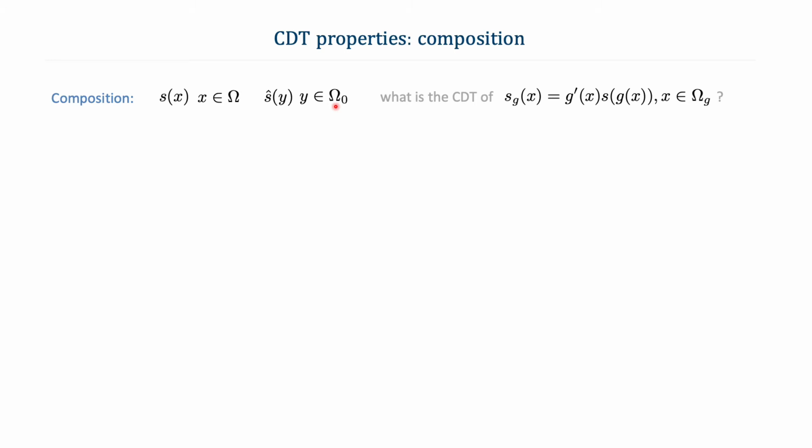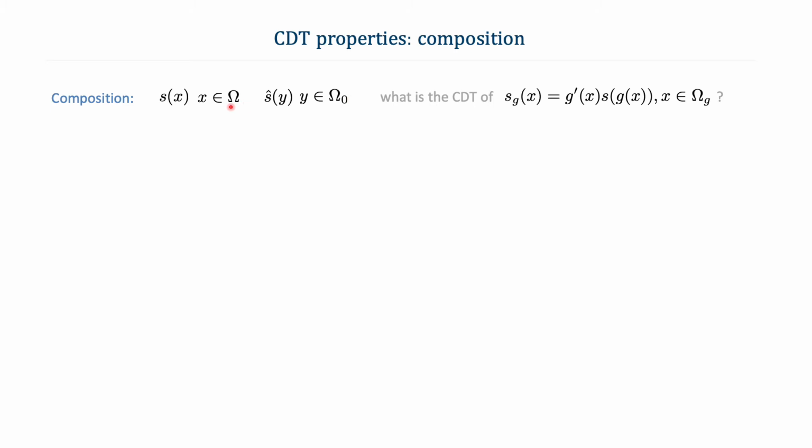So the question we are asking ourselves is, what is the CDT of this other function, which we call Sg of x, which is obtained via some kind of change of variables of our original signal S of x. Essentially, we compose S with some function g of x times g prime of x, where g is a one-to-one increasing function, which is differentiable, right?